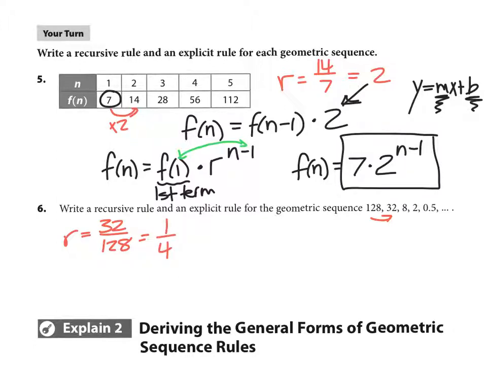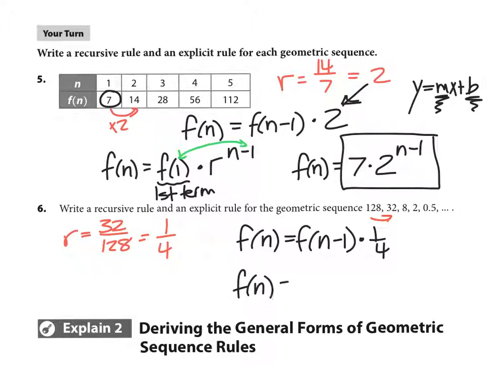I knew that. That was dumb, Sam. I didn't have to do all that. So r is 1/4. Let's do the recursive rule. f of n equals f of n minus 1 times my r, which is 1/4. So the recursive rule is easy to write. Okay, explicit rule. f of n equals my first term. What's my first term? 128 times r to the n minus 1 power. Since my r is a fraction, I'm going to put it in parentheses there.